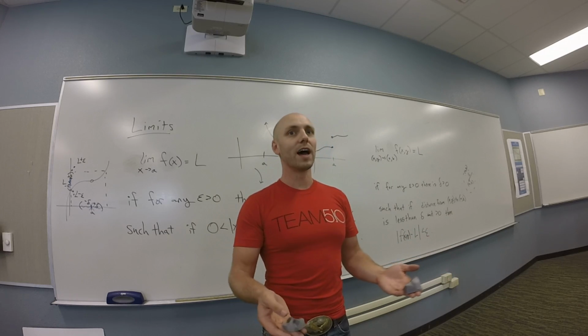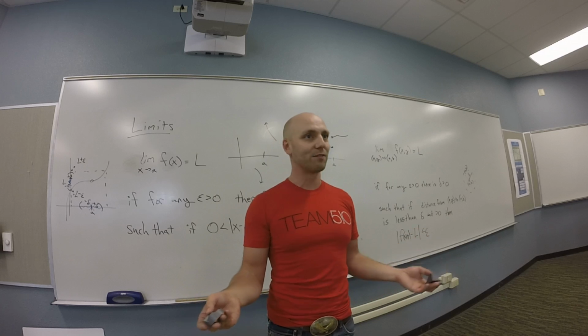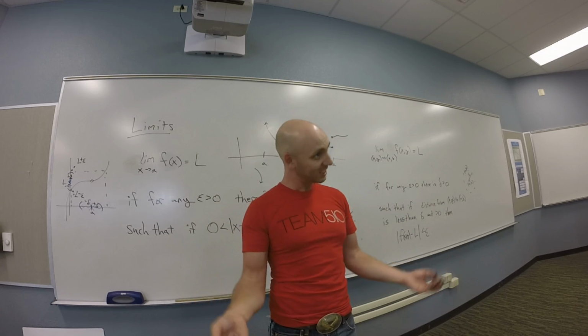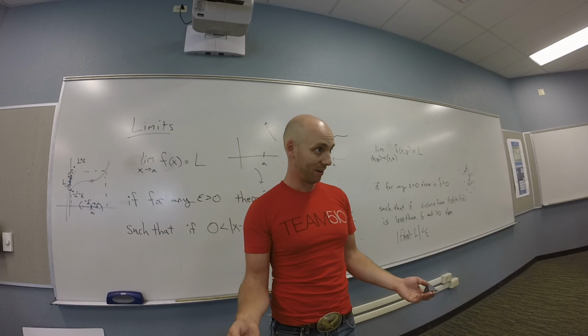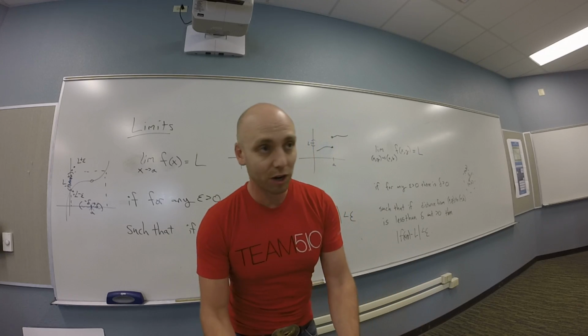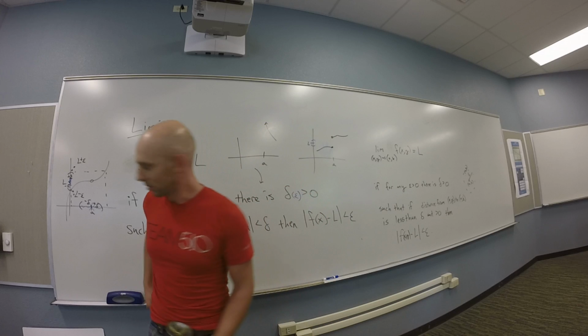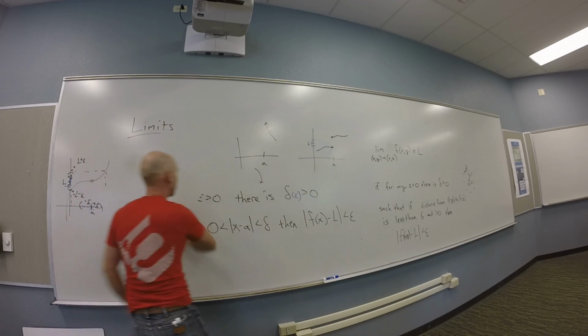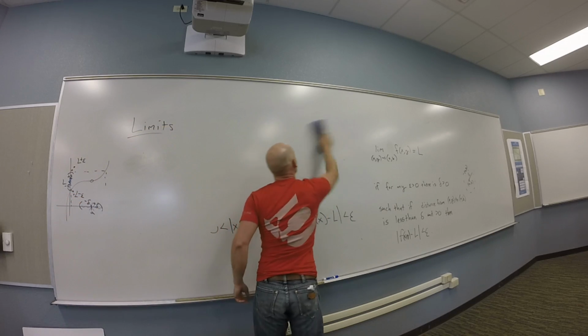So what I mean by that is you can't just approach from the left and the right anymore, because there isn't a left and a right anymore. You guys all see that? So do you want an example of one of these? Let me give you an example of a function where there's a broken limit.